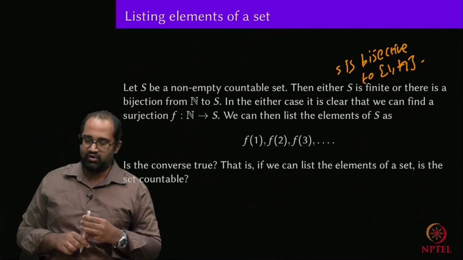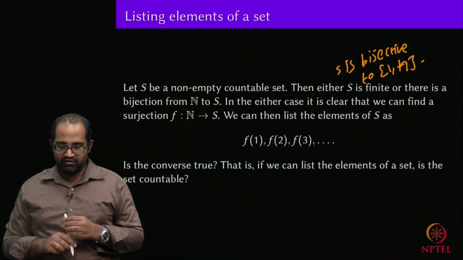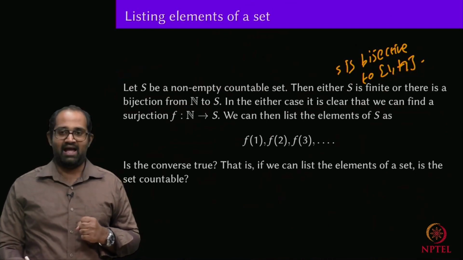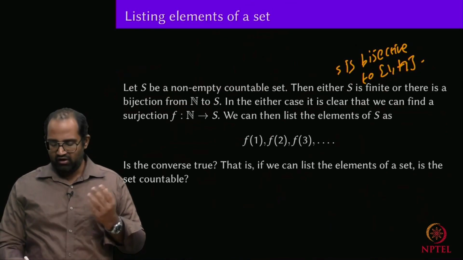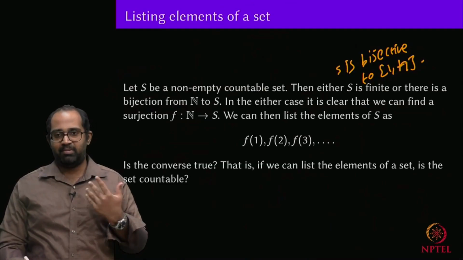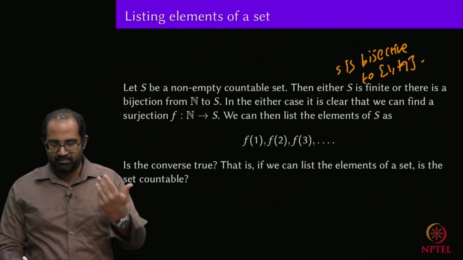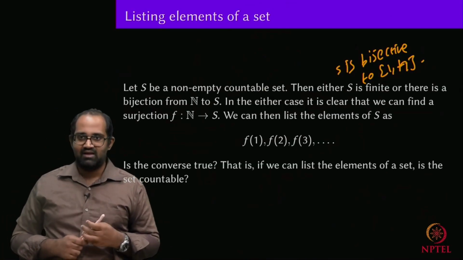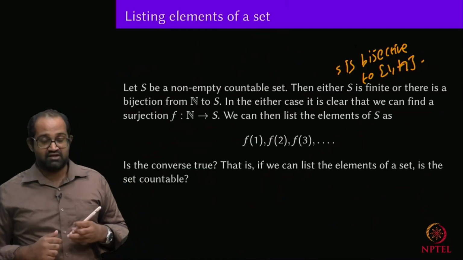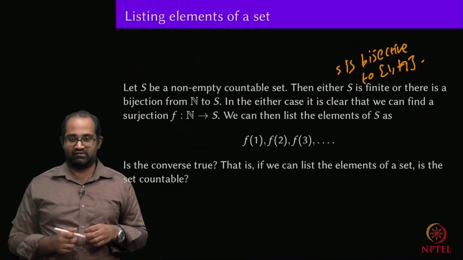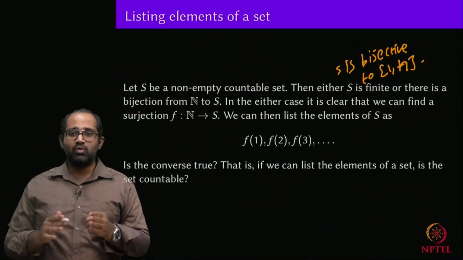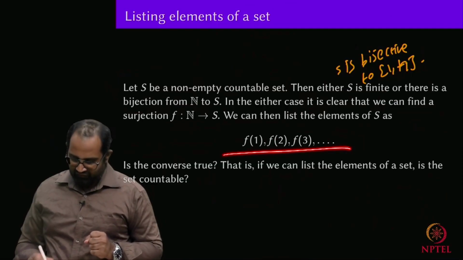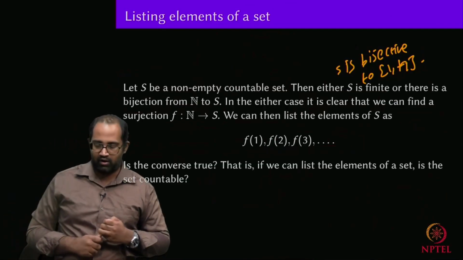I hope you got how to get the surjection. All you have to do is start with the bijection from 1 to n to S. Then just pick your favorite element in S, set f of n plus 1 equal to that favorite element, f of n plus 2 equal to that favorite element, f of everything else to be that favorite element. In that way, you can easily construct a surjection from the natural numbers to S. Okay. Once you have this surjection, we can list down the elements of S as f of 1, f of 2, f of 3 and so on.